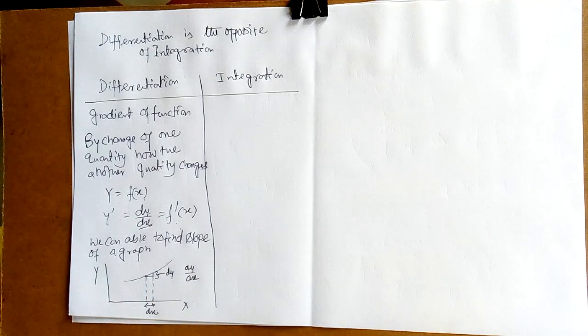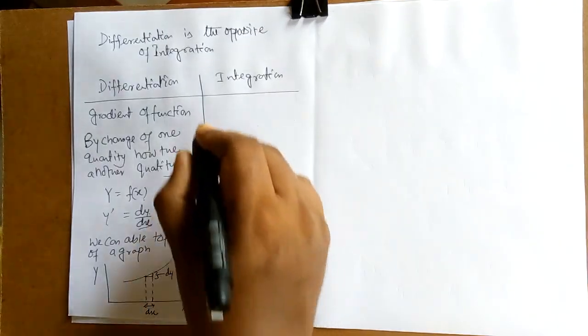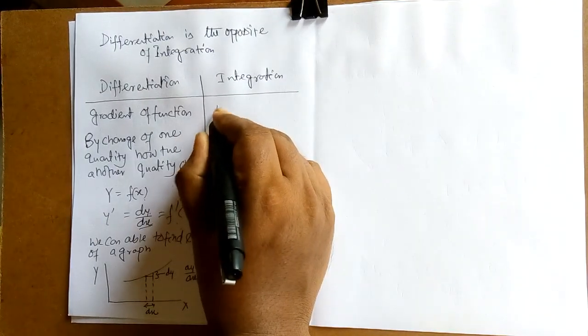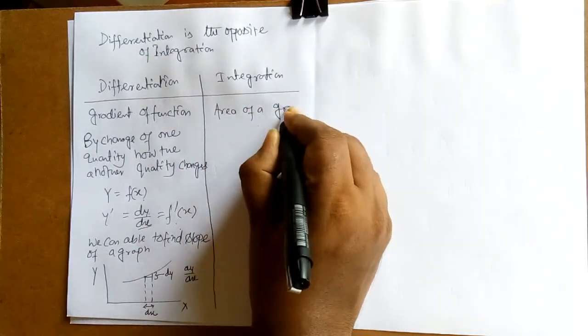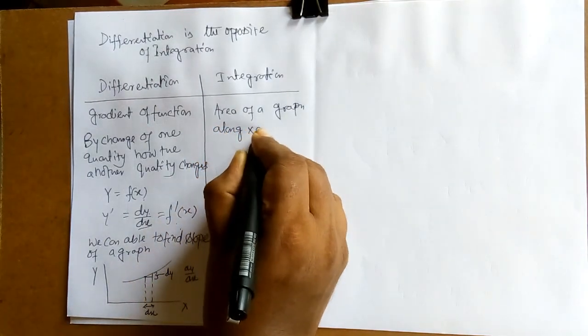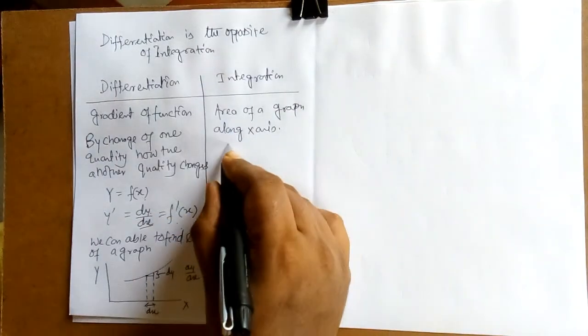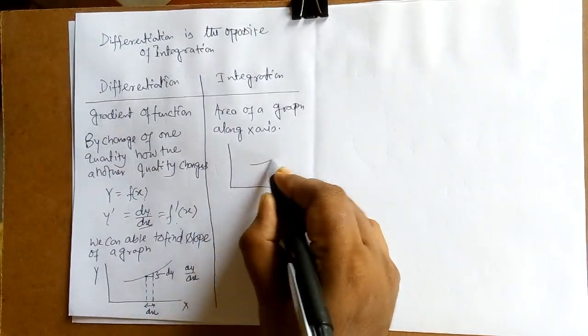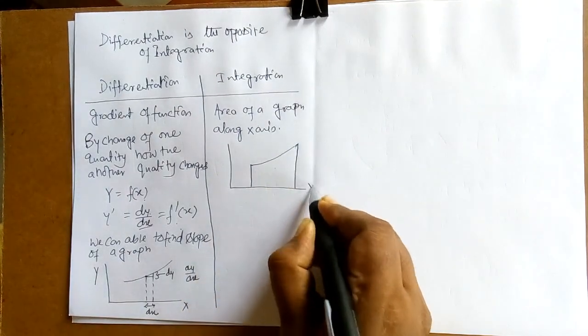Means we just find the smallest part of a graph. Whereas whenever we come to learn about integration, by integration we find the area of a graph along the x-axis. So by integration we are finding the total area. Means we just want to integrate the whole thing.